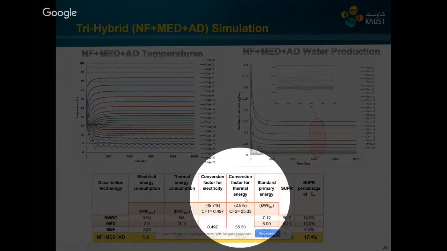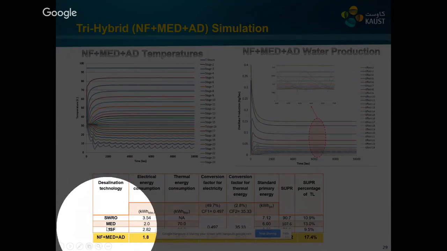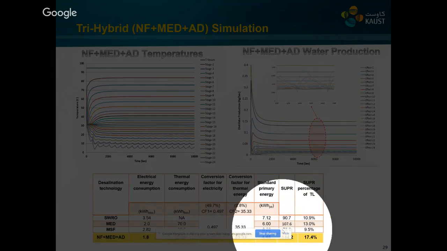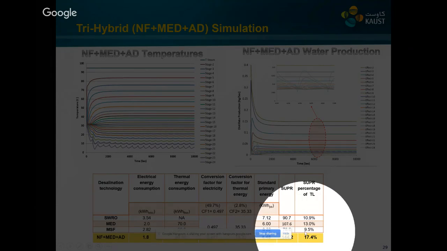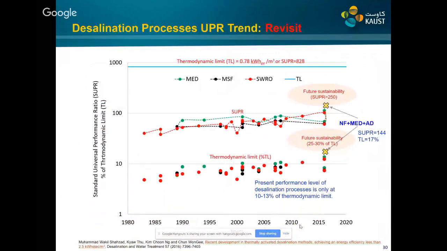And if we go back to the same chart again, where I showed the performance of all the three conventional systems, if we compare our proposed hybrid system, NF with MED and AD, we can see we can achieve 17% as compared to the 13 or 14% of the best available system of MED. So we improved the performance up to 17% by hybridization of the process.